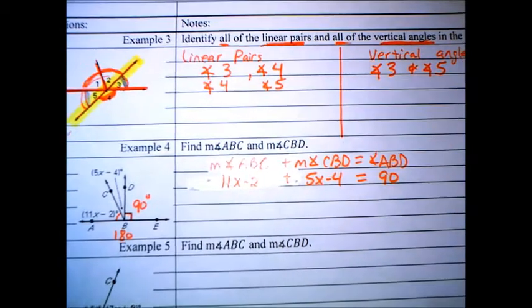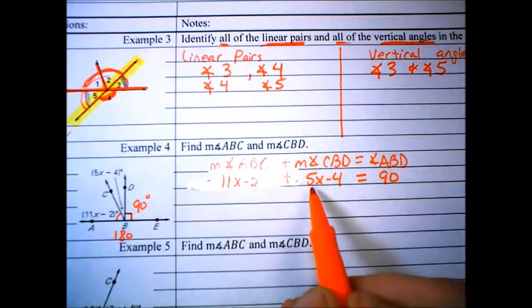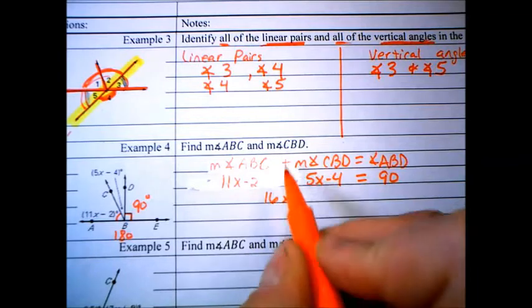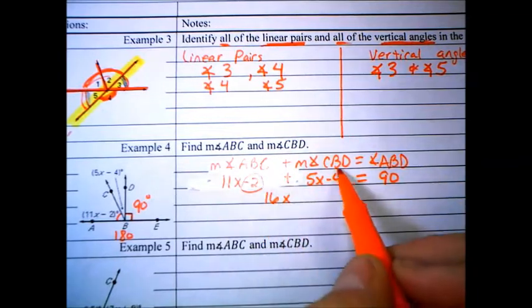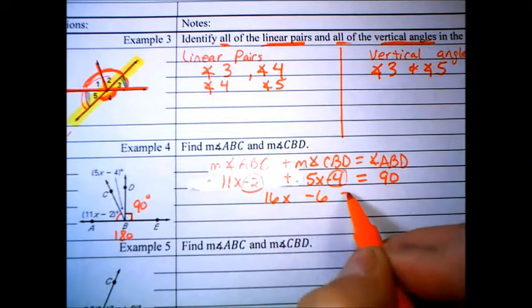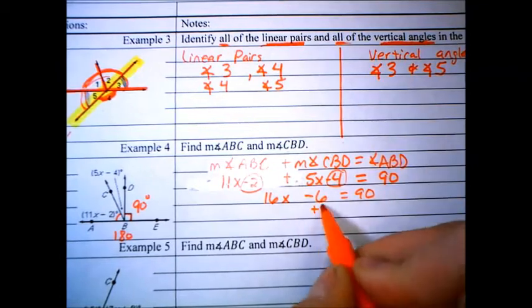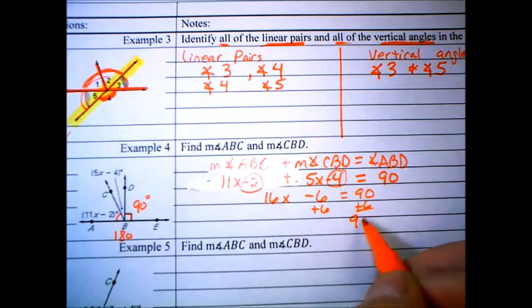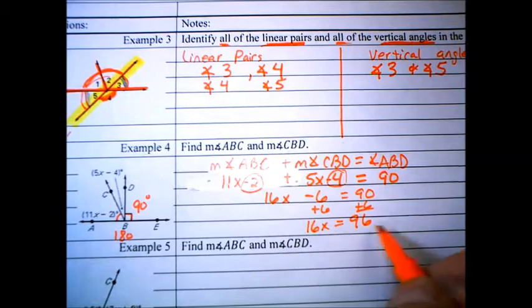11 plus 5 is now 16x. Negative 2 and a negative 4 is a negative 6. I'm going to add 6 and end up with 96 equals 16x. I want to divide and see what x is.